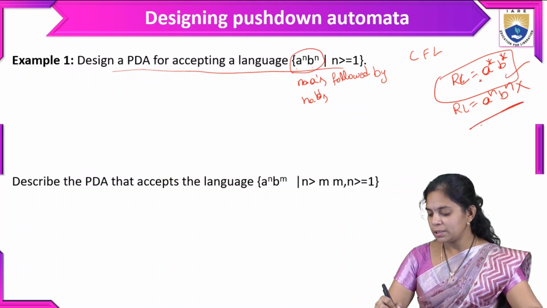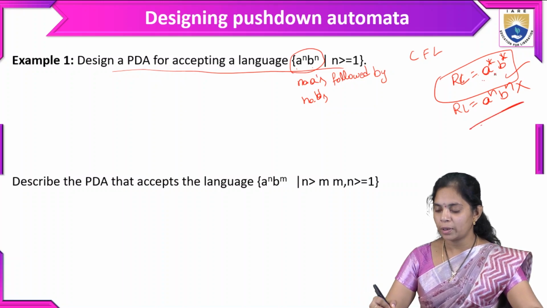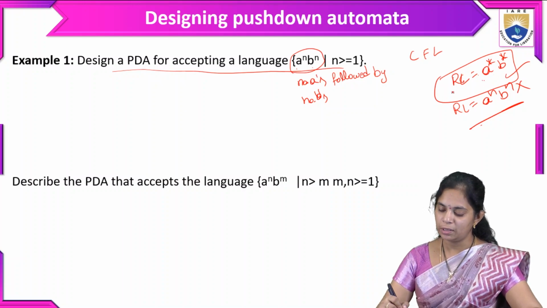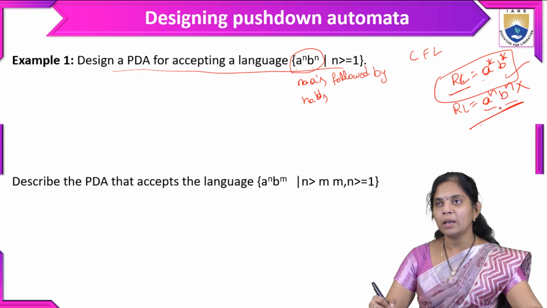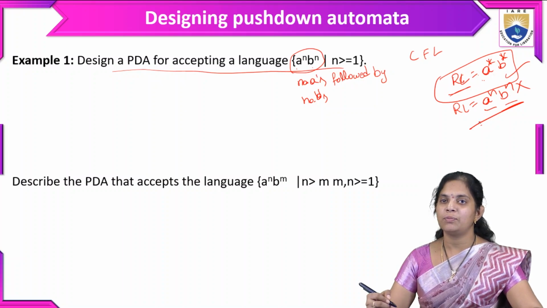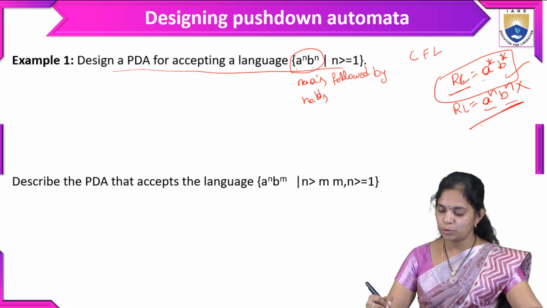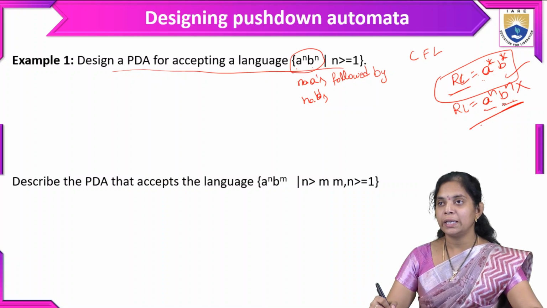Because the absence of a's or b's is acceptable in regular languages. But here, whatever the input symbols start with, a or b, the condition that n number of a's are followed by n number of b's must be satisfied. That's why a power n b power n is not a regular language.